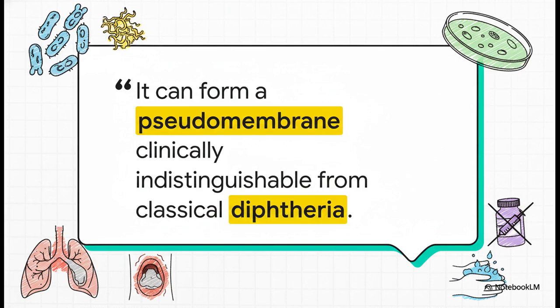And this is probably its most dangerous trick. It can actually cause a pharyngitis with a pseudomembrane that looks exactly like classical diphtheria. This is a huge problem for clinicians. The treatment for real toxigenic diphtheria is giving antitoxin immediately, which is totally wrong for Corynebacterium pseudodiphtheriticum. This is where a fast, accurate ID from the lab becomes absolutely critical to prevent a serious mix-up.